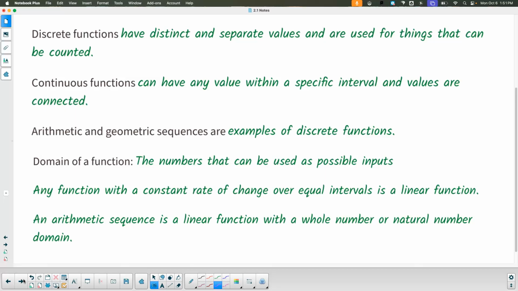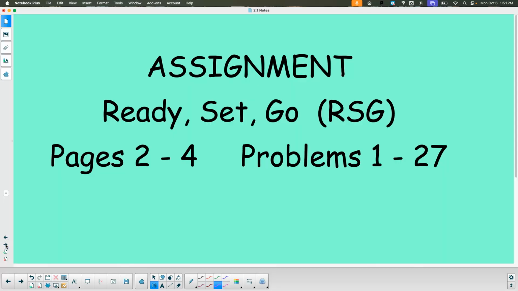I just want to point out that your homework this evening is in your blue packet now, not your yellow packet, from pages 2 to 4, and it will encompass problems 1 through 27. If memory serves me right, there are a lot of problems, yes, but there's not a lot of work associated with each problem. Okay?